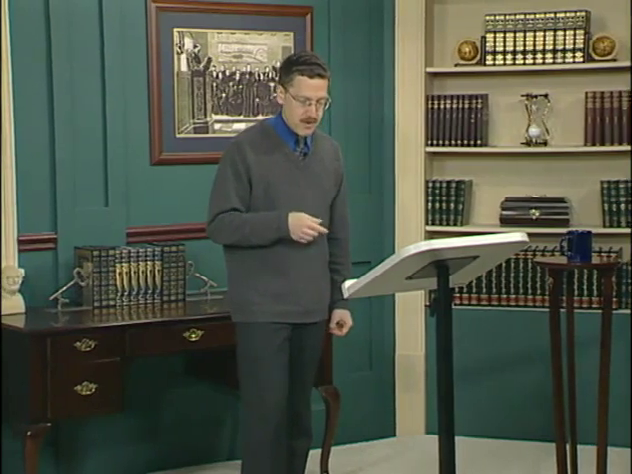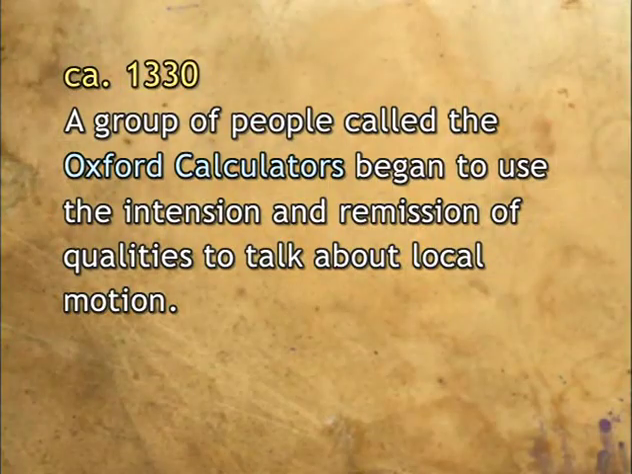Well, once this notion was applied not only to motions of quality, like becoming less charitable, it could also be applied to motions of place, that is, an object moving from A to B, or moving with increasing speed. So speed is a quality, so we can add speed. Well, what happens, importantly, is that around 1330, a group of people called the Oxford Calculators began to use the intention and remission of qualities to talk about local motion.